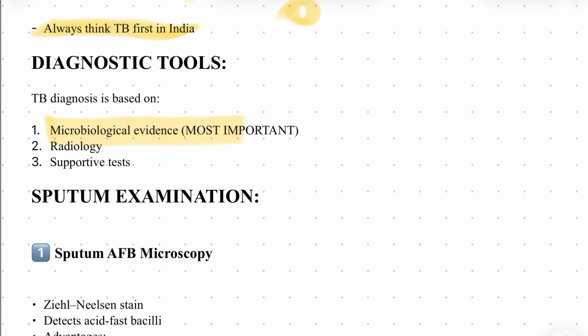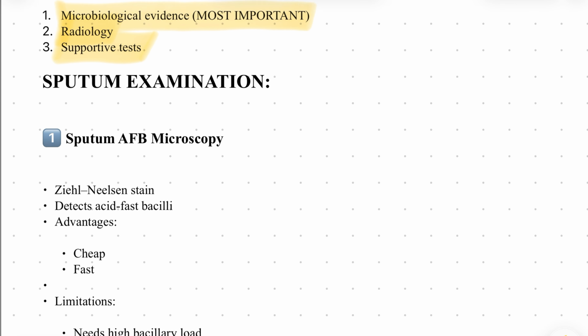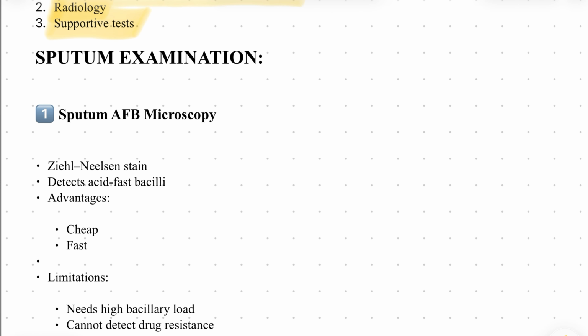Then coming to diagnostic tools, we have microbiology evidence, most important. Then we have radiology. Then we have supportive tests. So sputum examination, it comes under what? Microbiology, right? Acid fast bacilli. We'll be doing ZN stain.